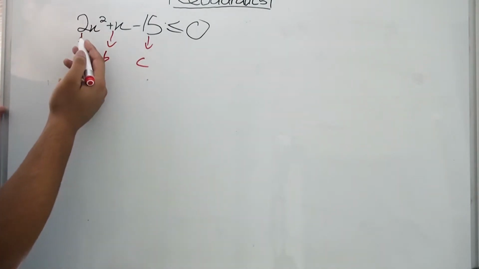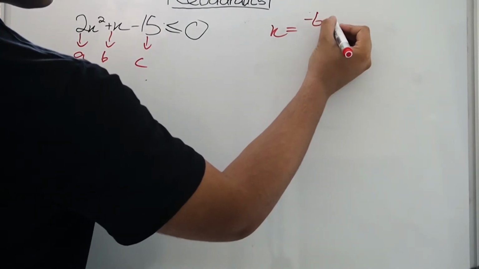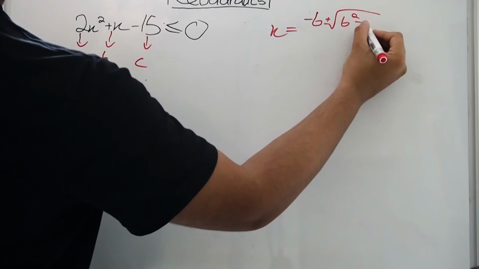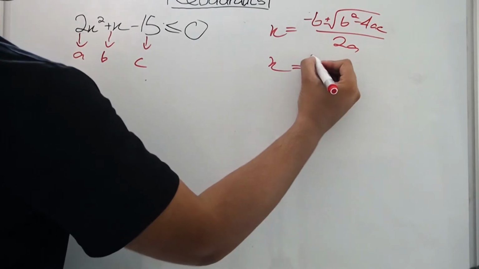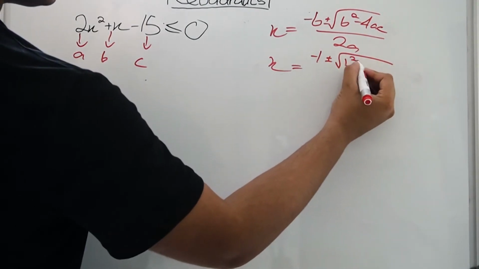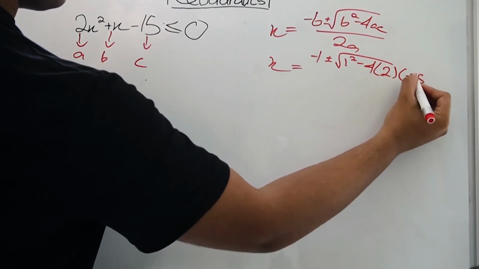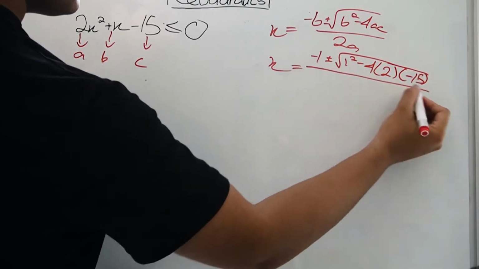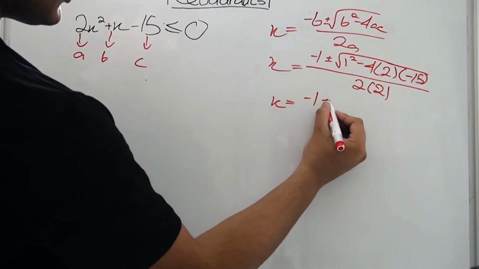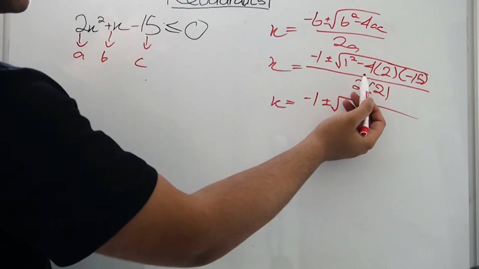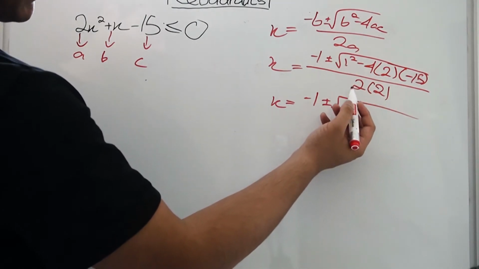A, B, C, which is 2, minus 1 and minus 15. Let's note down the quadratic formula. B squared minus 4AC over 2A. Minus minus 1, which is 1, plus minus under root minus 1 squared minus 4. A is 2, C is minus 15, over 2A, 2 into 2. X will be 1 plus minus under root, minus 15 into minus 4, 60 into 2, 120, 120 plus 1, 121.